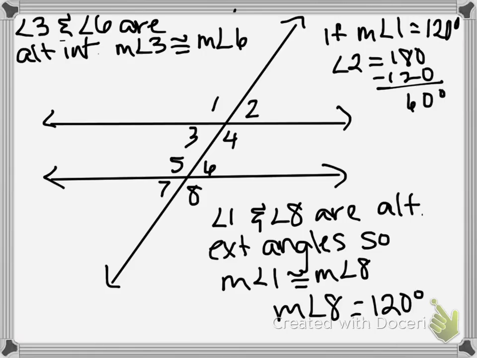So angle 3 and angle 6 are alternate interior, and because of the information that we already found, we know that they're both 60 degrees. So angle 5 and angle 4 are also alternate interior, and they would have to equal 120 degrees because of the corresponding angles that we've already been given, or because of the vertical angles. We've kind of established a lot of situations here.